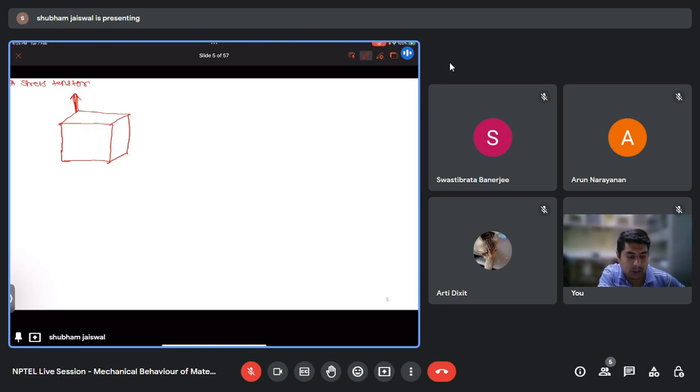Mr. Arun, Mr. Arti. So see, there are three quantities. One is scalar, second one is vector, and third one is tensor. So the scalar quantity, what does it have?